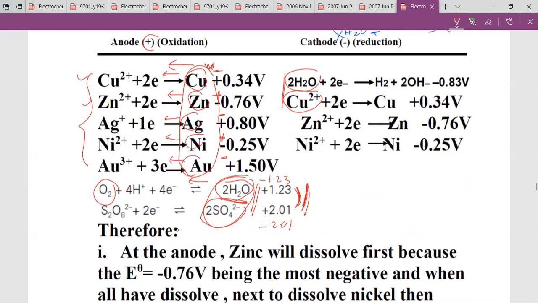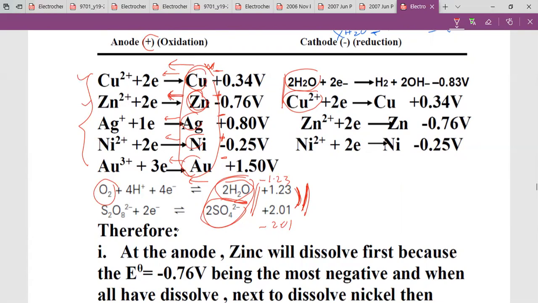Of course, the positive one. Which is the most positive one? Zinc, because going back is positive. Or you can say the most negative. Normally it's the most negative here. So zinc will dissolve first. When I start the cell, zinc will be oxidized first.